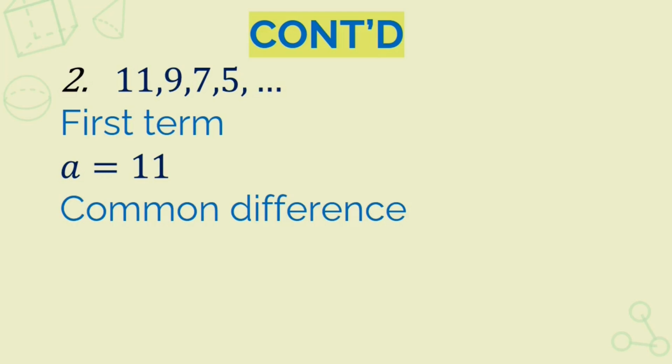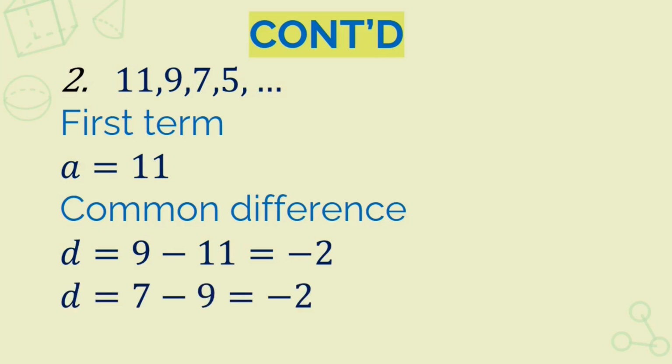When I pick the number 9, I subtract the previous number, which is 11, from it. That gives me 9 minus 11, producing negative 2. If I pick the number 7, I subtract the previous number, which is 9, from it. That produces 7 minus 9, giving the result negative 2. If I also pick the last number, which is 5, I subtract the previous number, 7, from it. That produces 5 minus 7, giving us negative 2. So you observe that the differences between the numbers are the same, and the common difference here is negative 2.